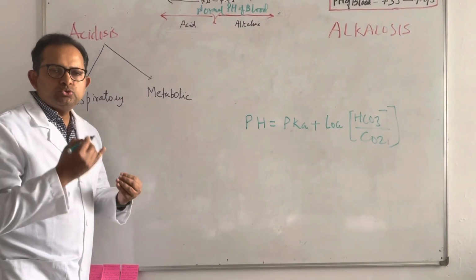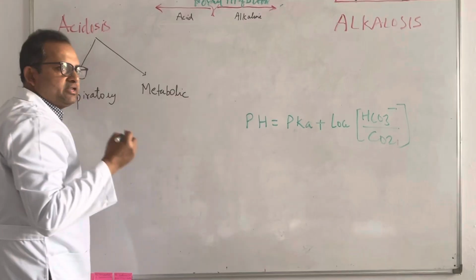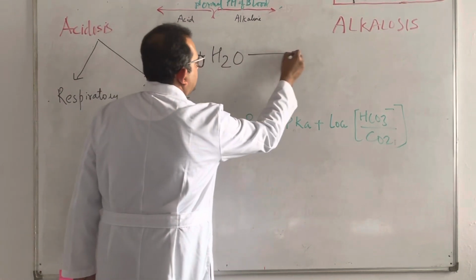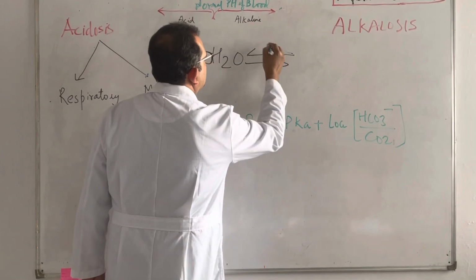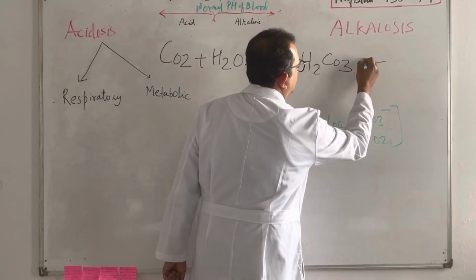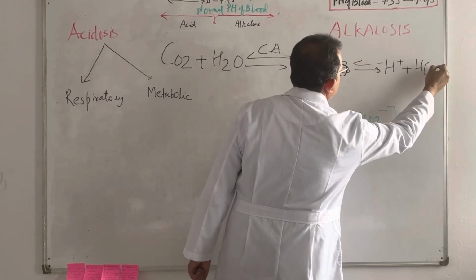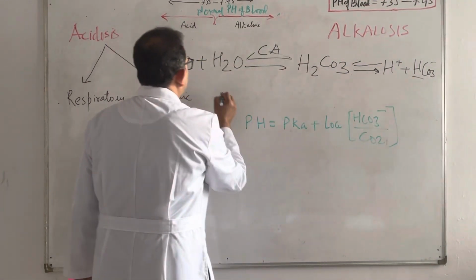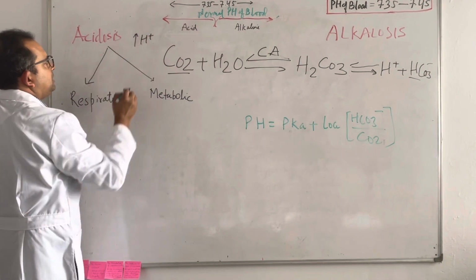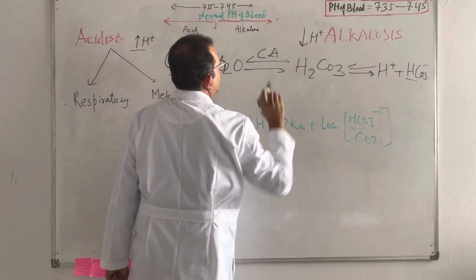There are two processes in the body taking place all the time, which are acid and base formation. There is a regular reaction in our body: carbon dioxide combines with water in the presence of carbonic anhydrase and makes carbonic acid, and the carbonic acid again gets converted to H plus ion and HCO3 minus, that is bicarbonate. Acidosis is an increase in H plus ion, and if we decrease the H plus ion, it is alkalosis.